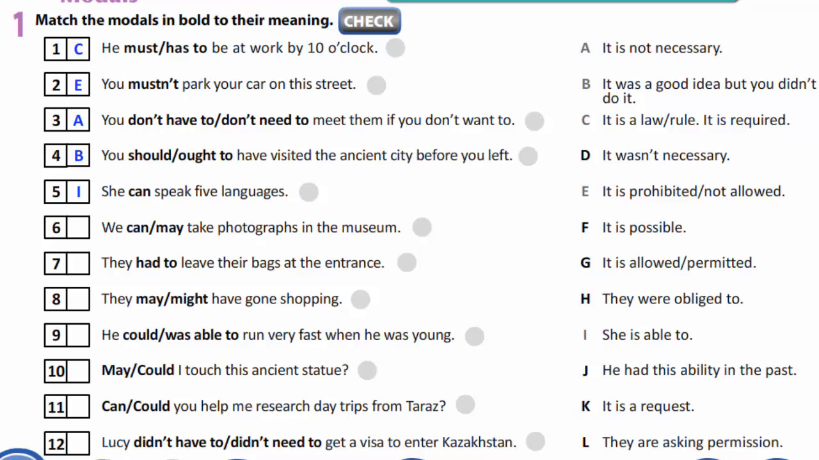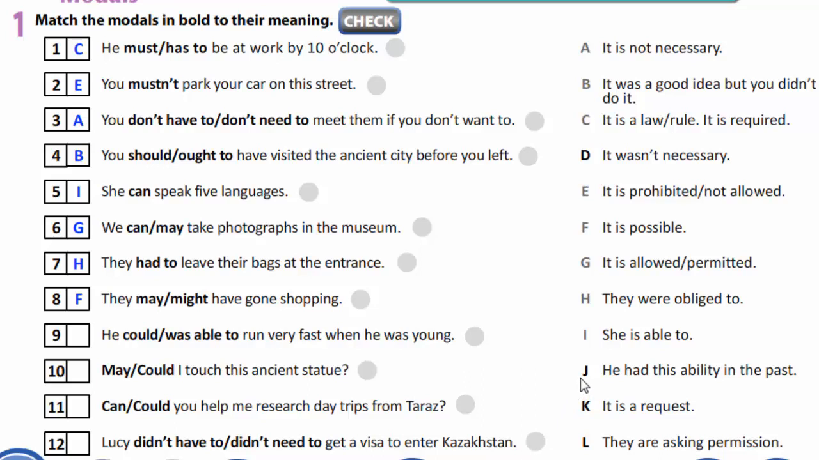Number 6. We may take photographs in the museum. It's G. It is allowed, permitted. Number 7. They had to leave their bags at the entrance. It's H. They were obliged to. Number 8. They might have gone shopping. It's F. It is possible.